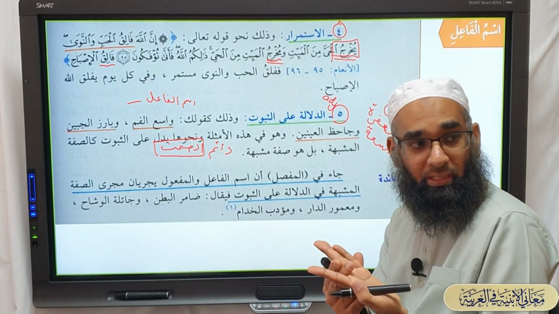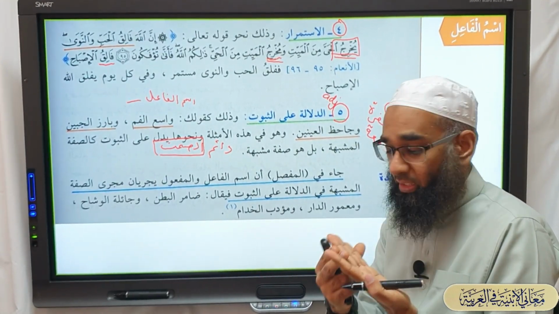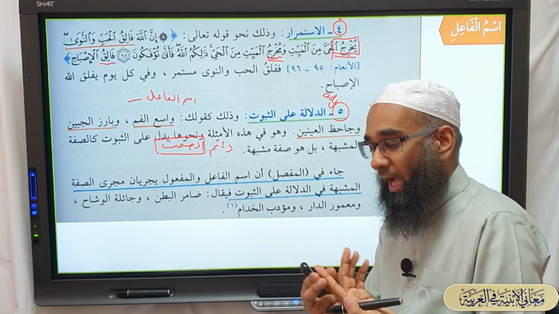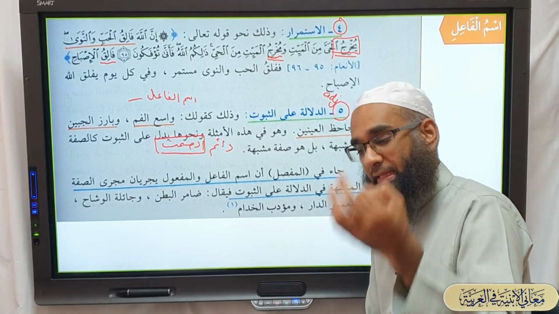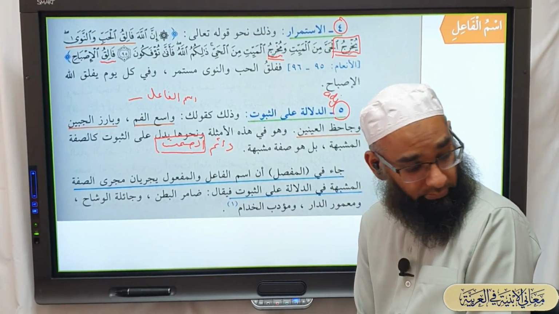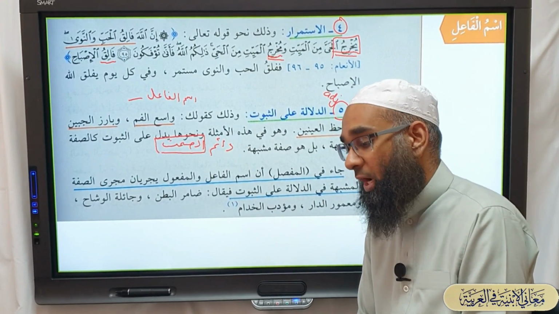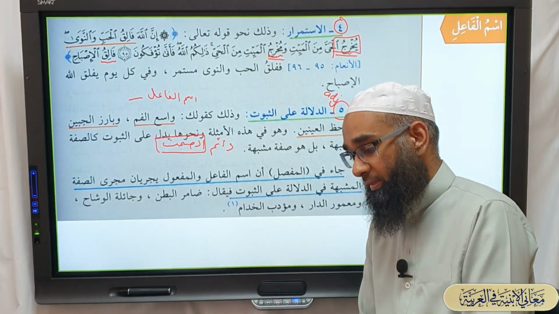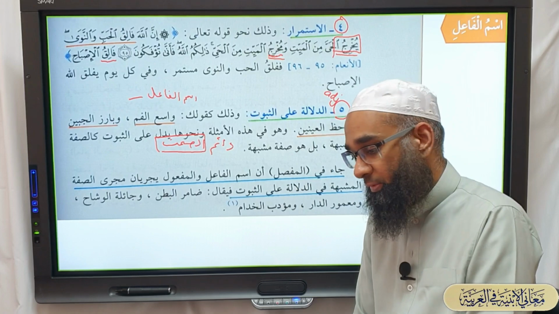The three in between are for what? The three in between are verbal meanings. And the madhi is more of a noun meaning. Yeah, it's more of a noun meaning. Okay? Understood?